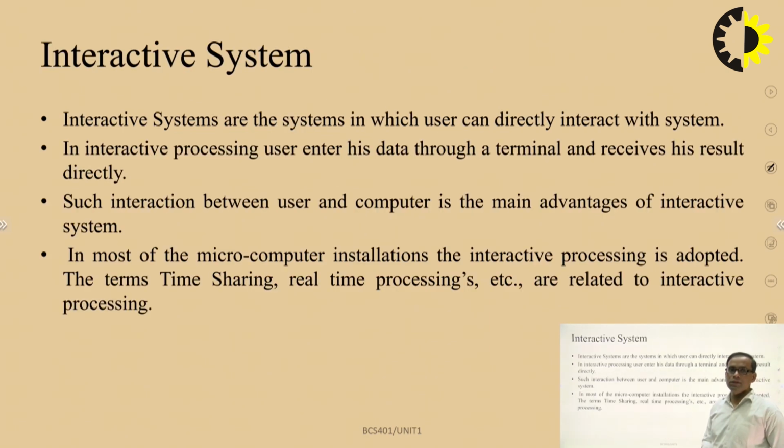The second one is the interactive system. The main drawback of the batch system is that the user doesn't have interaction with the system. It means a batch operating system doesn't support user interaction with the program, whereas an operating system which supports the interaction of a programmer or user with the program during its execution is known as an interactive system. Nowadays, most operating systems such as Windows and Linux are interactive operating systems. So an interactive operating system supports the interaction of the user with the program during its execution.